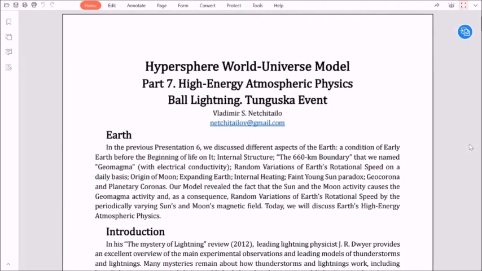planetary coronas. Our model revealed the fact that the sun and the moon activity causes the geomagma activity, and as a consequence, random variations of Earth's rotational speed by the periodically varying sun's and moon's magnetic field. Today, we will discuss Earth's high-energy atmospheric physics.